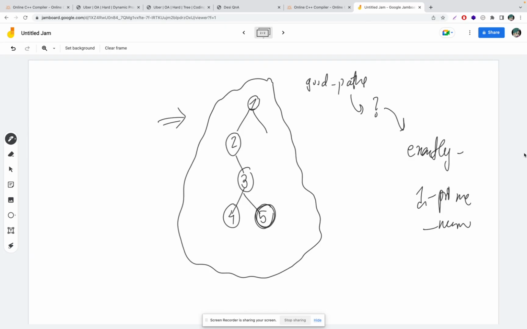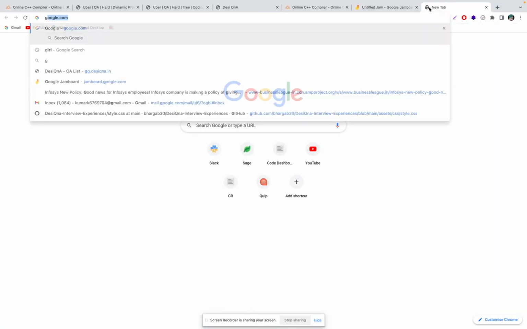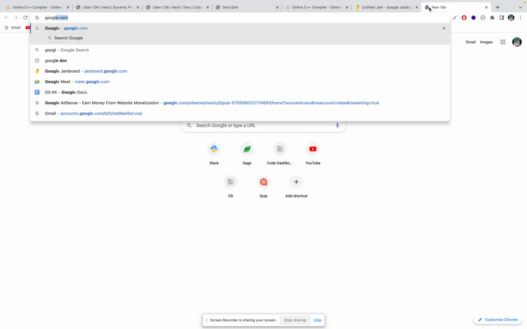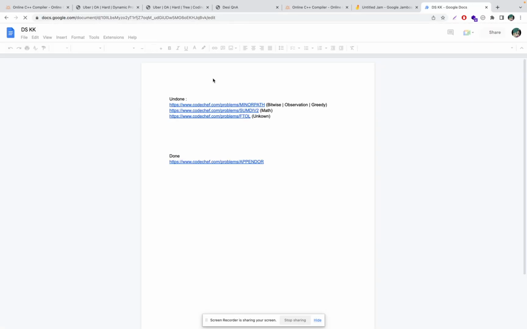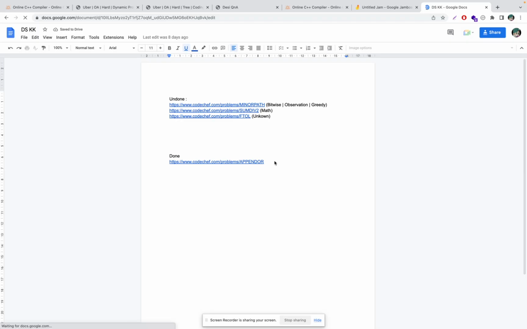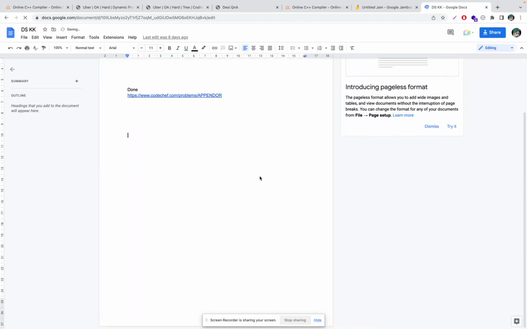So I think I should open up a Google document as well because it might be needed. Let me open this one. Yeah, let's go below. Let's increase the size to 50 at least. So guys, the size we are using is 55.